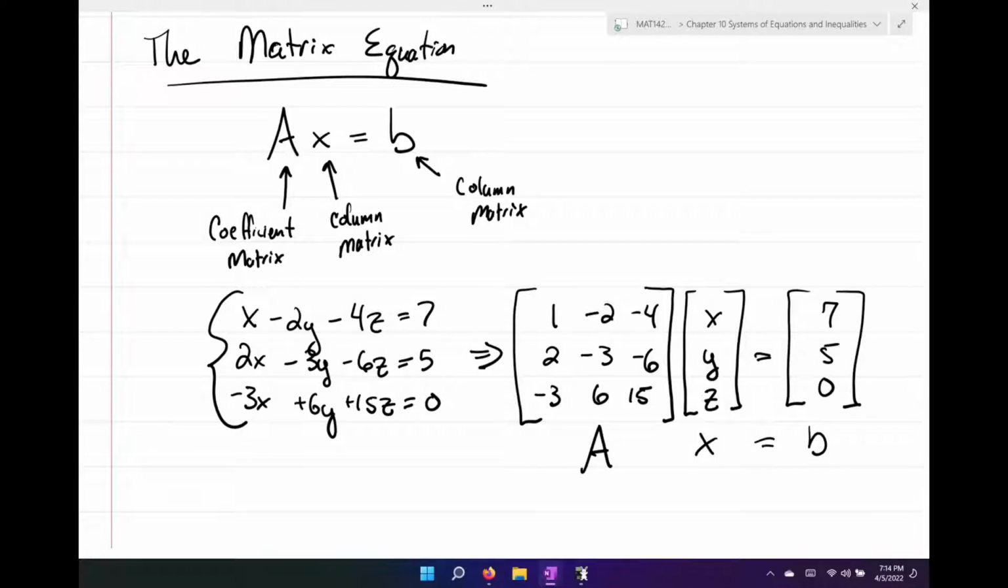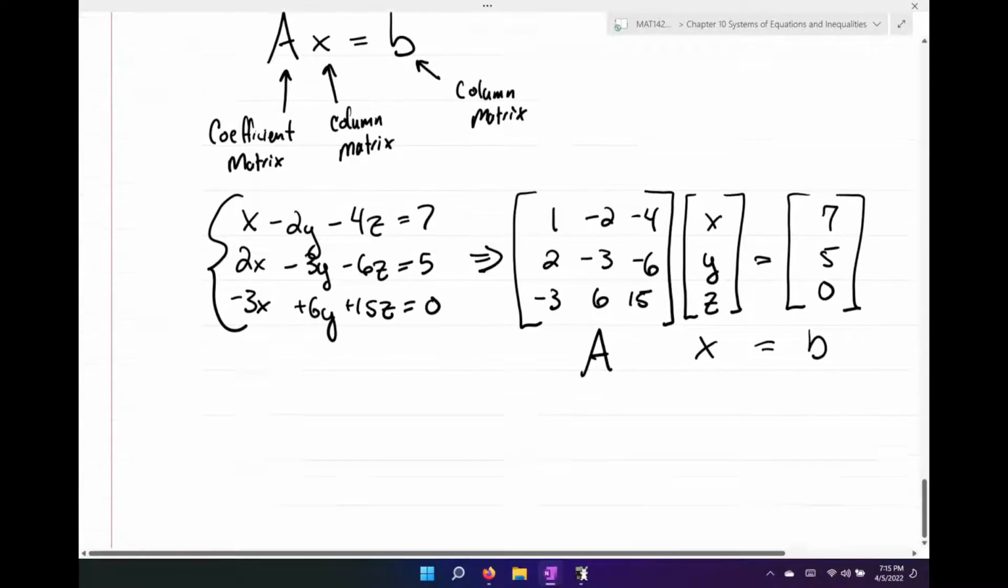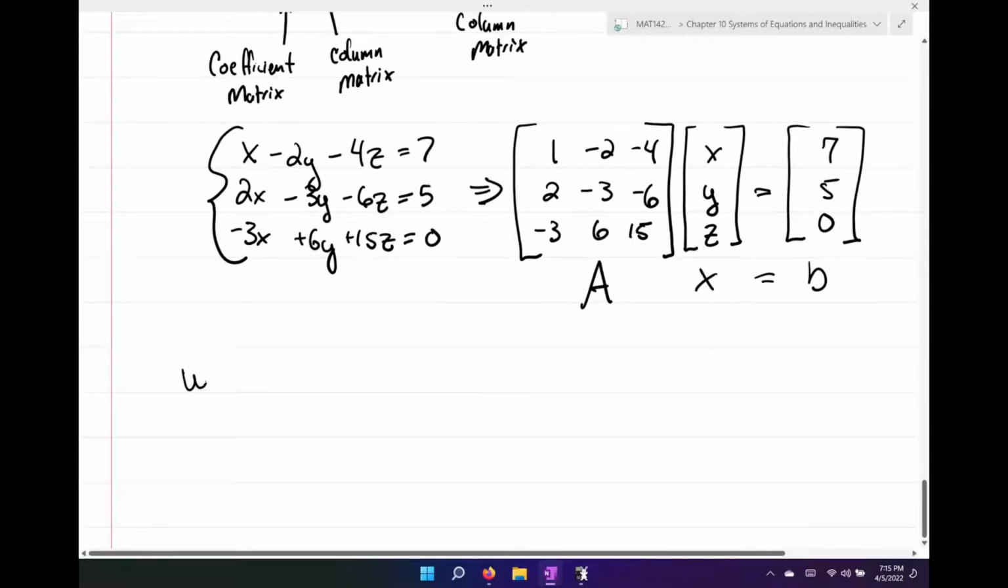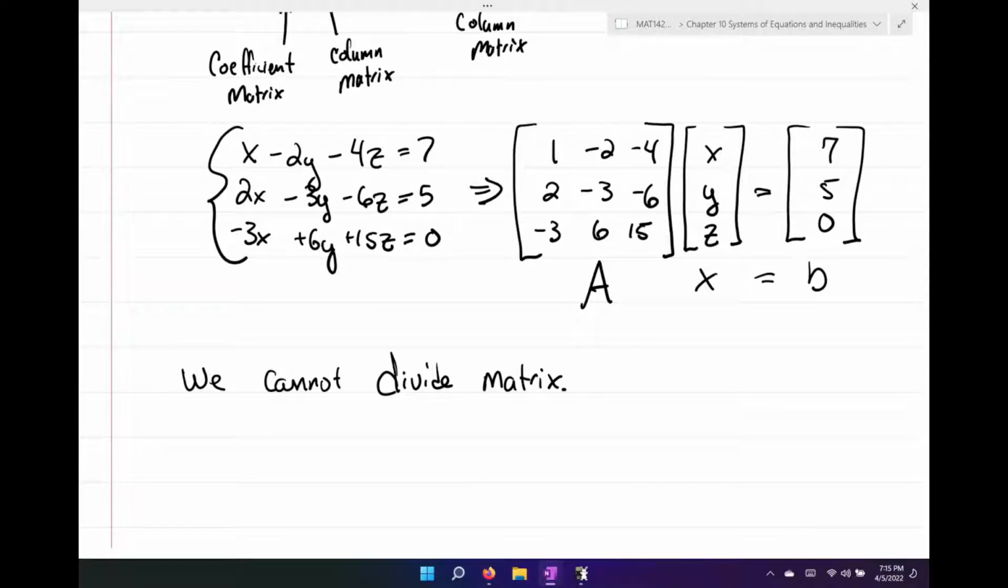Because if you remember, you're only allowed to do certain things with matrices. You can add them, you can subtract them, you can multiply them by a scalar multiple, and you can even multiply matrices. The one thing that you cannot do is divide a matrix. You cannot divide a matrix whatsoever. So you've got to be really clever on how you go ahead and solve this.